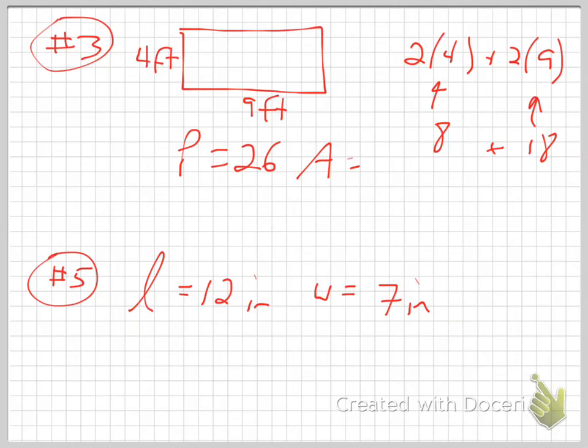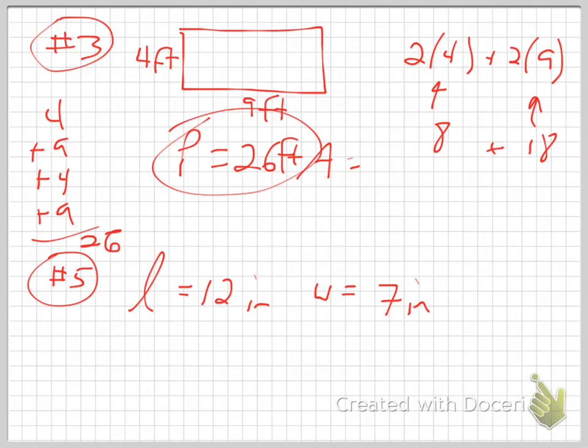The other way to do it would be what? 26 feet, by the way. Gotta label it. What's the other way of doing this, Donovan? What's the other way of finding the perimeter of number 1? Add them all up. 4 plus 9 plus 4 plus 9 still comes out to 26. It's still 26. Yes?